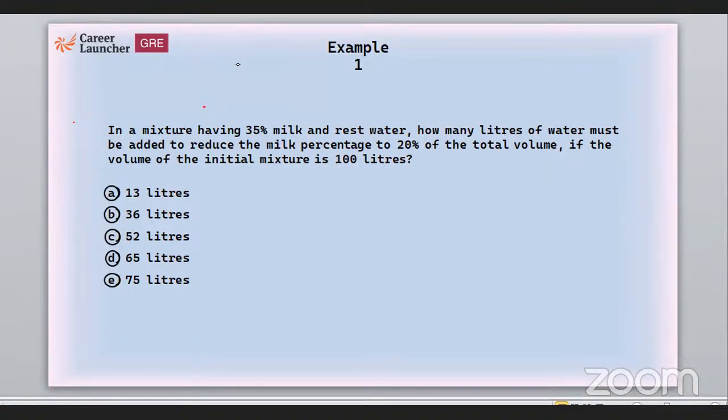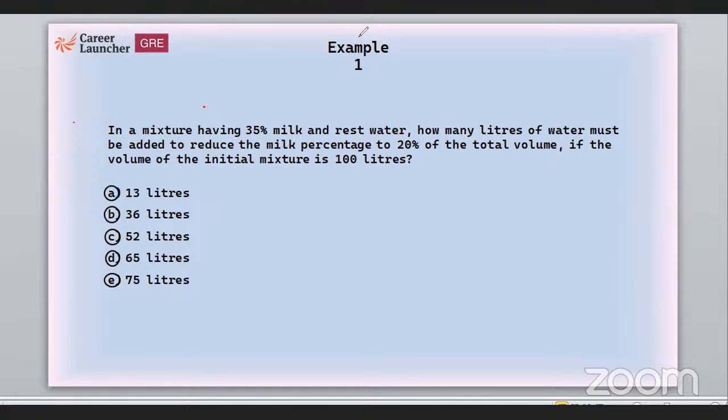I basically considered the value. If milk is 35%, the rest is water, that is 65%. If the total is 100, then I get milk is 35 and water is 65 ml. If the milk percentage has to be reduced to 20% of the total volume, water has to be added. It means milk remains the same, that is, milk is still 35. However, X is added to water, and hence X is also added to 100 liters.